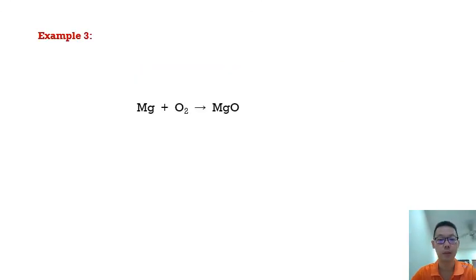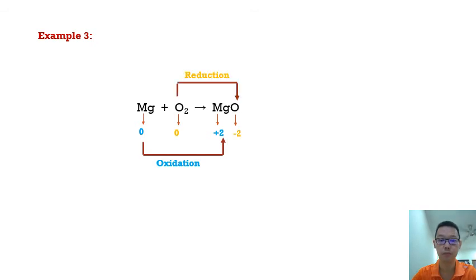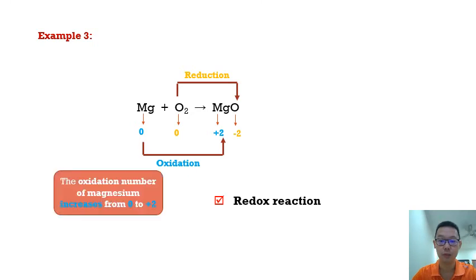Example 3. Magnesium burns in oxygen to form magnesium oxide. The oxidation number of magnesium elements is 0 at the beginning of the experiment. At the end of the experiment, the oxidation number of magnesium elements changed to positive 2. So we said magnesium had undergone oxidation. The oxidation number of oxygen elements before the experiment is 0. At the end of the experiment is negative 2. So we said oxygen had undergone the reduction.